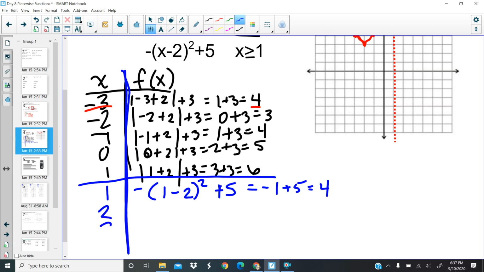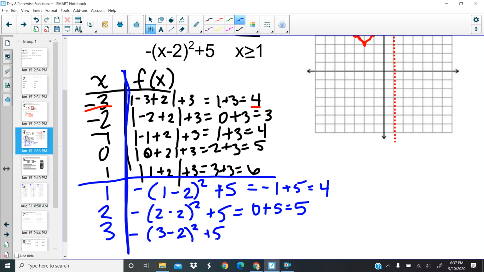And then I'm going to do a couple more here, so I would have negative 2 minus 2 squared plus 5, and I would get 2 minus 2 is 0, squared is still 0, negative is still 0, and then plus 5 is just going to be 5. And then for 3, I would have 3 minus 2 squared plus 5. And so 3 minus 2 is 1, squared is still 1, and then I make it negative, so I would have a negative 1 plus 5 again, and I would get 4.